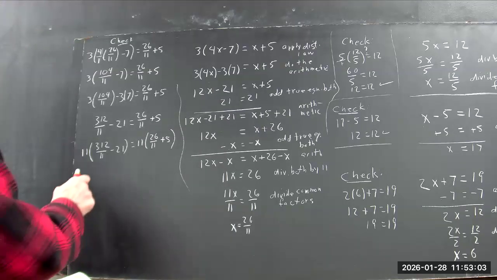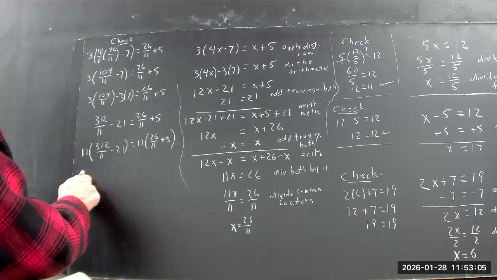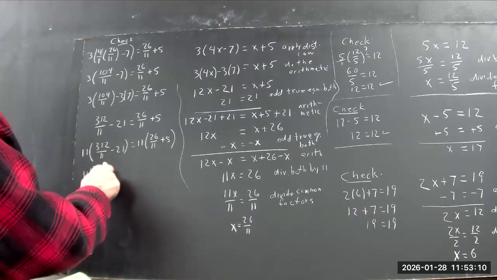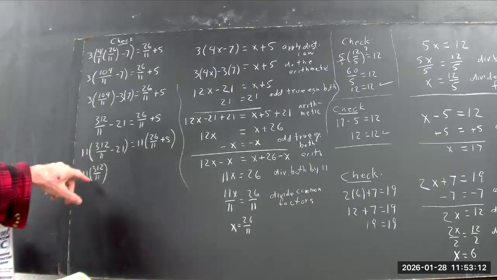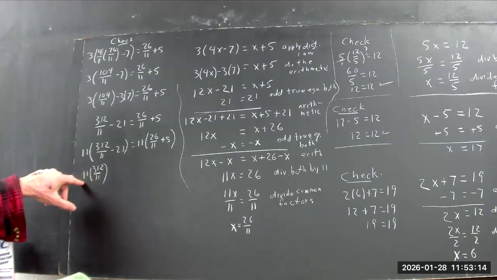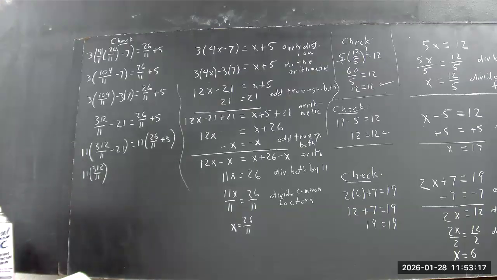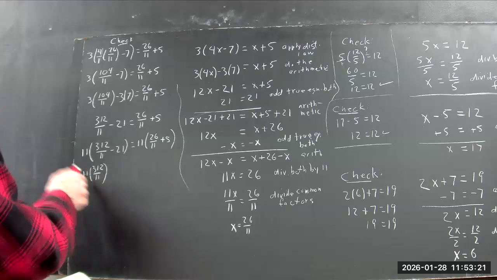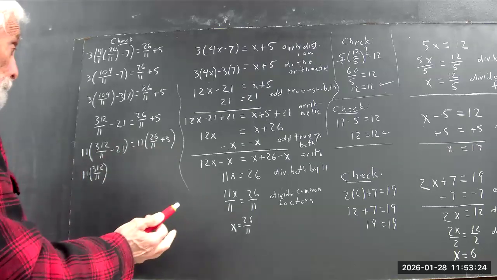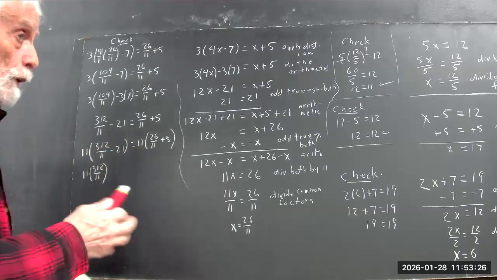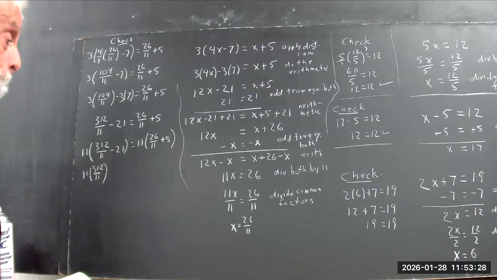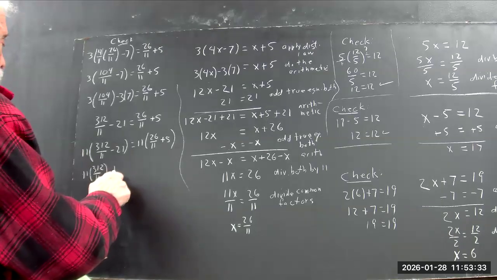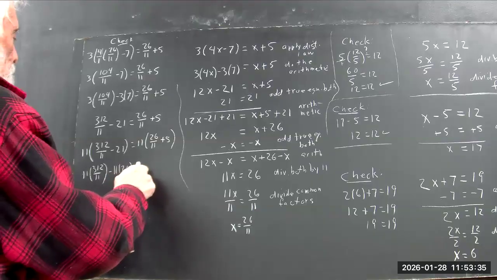Okay, now here's where it gets kind of neat. We're going to have 11 times 312 over 11. Now you see that 11 is the denominator and it's a factor of the numerator. At least I'm going to write it out in one more step to make sure we see that. But you see where this is going. This 11 is going to divide this 11 and go away. And this 11 is going to divide this 11 when we get done, and it's going to go away. Now, the price we pay for that is we've got to multiply 11 times 21.